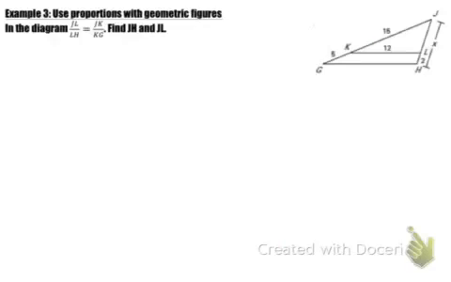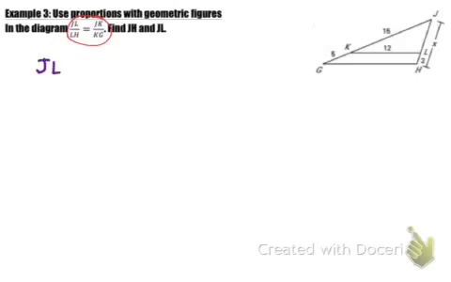Okay, let's do an example using proportions with geometric figures. So in this diagram, JL over LH is equal to JK over KG. Find JH and JL. Now, in these problems, that original proportion tells you everything that you need to know. So that's what we're going to go off of here. Let's use the clues that it gives us.